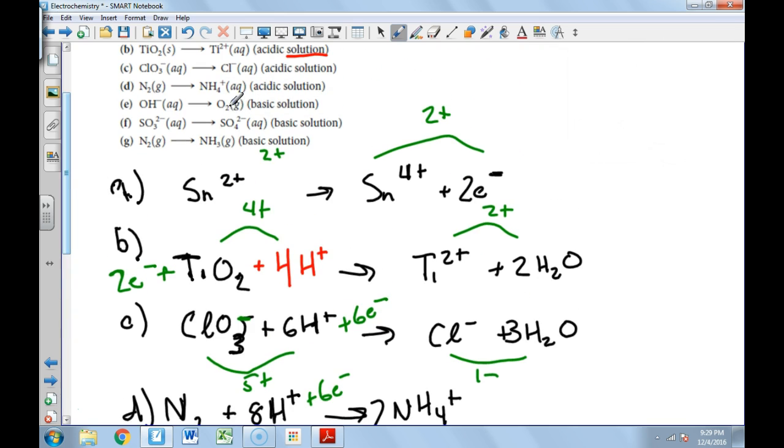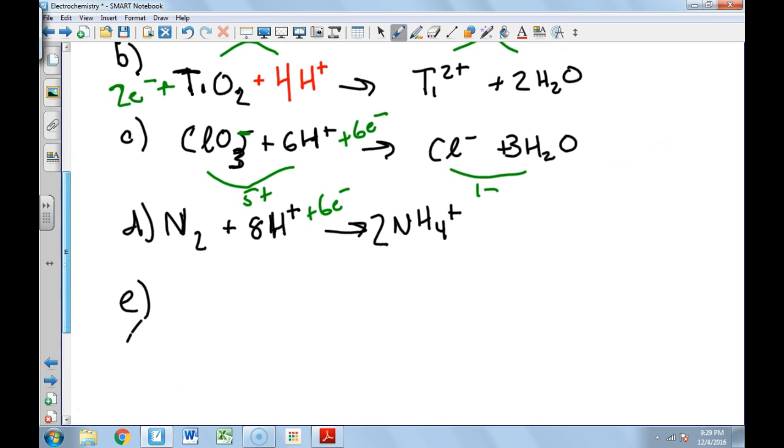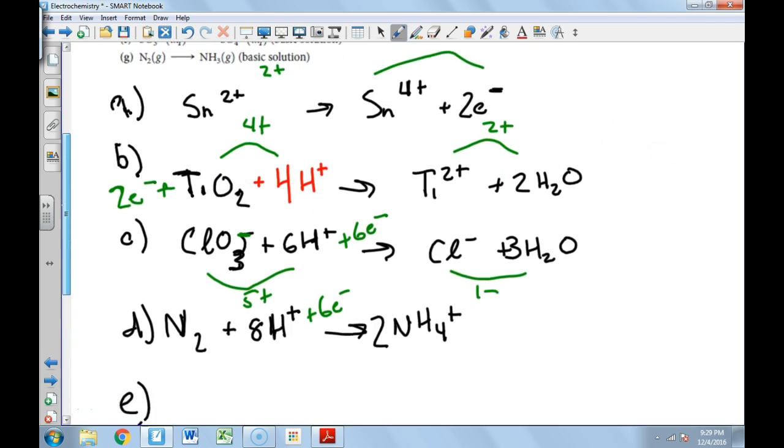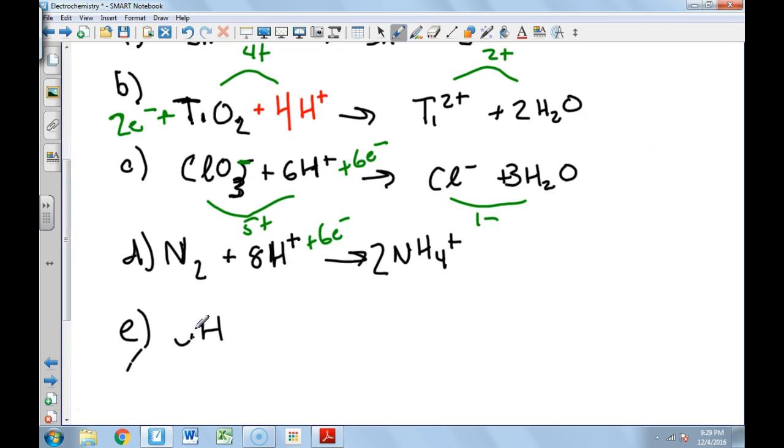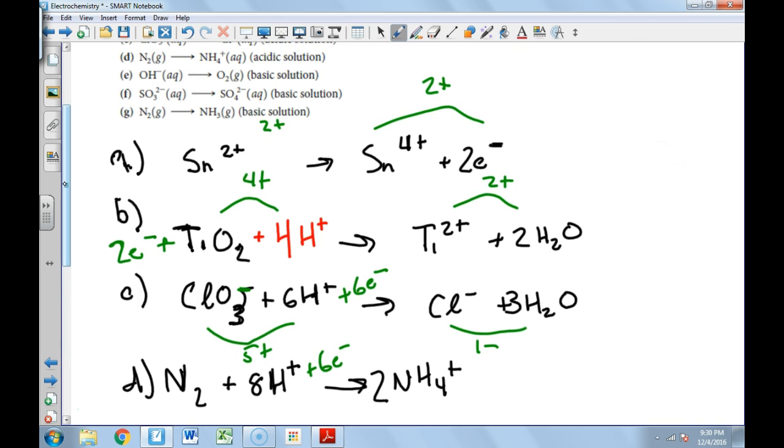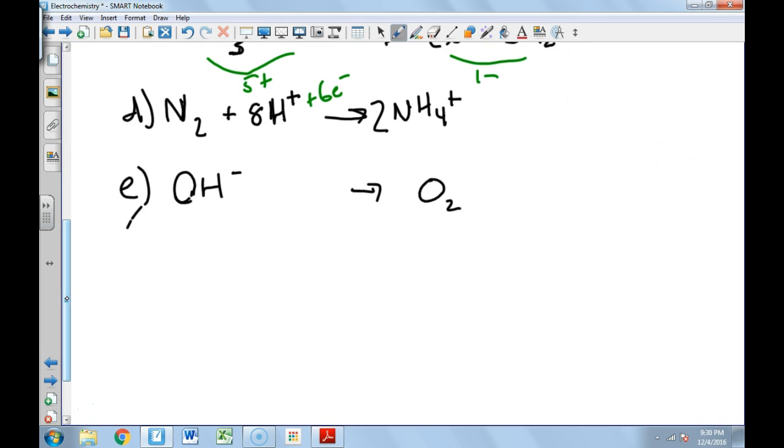Now E is balancing in basic solution. So it's going to be OH minus reacts to form O2. And just double check, that's what that says. Now we balance this the same way we do with hydrogen, balancing in basic or in acidic solution, except we're going to add a little step at the end. Again, balance all the non-hydrogen and oxygen atoms. Already done, so there are no non-hydrogen and oxygens. Balance the hydrogens using water.